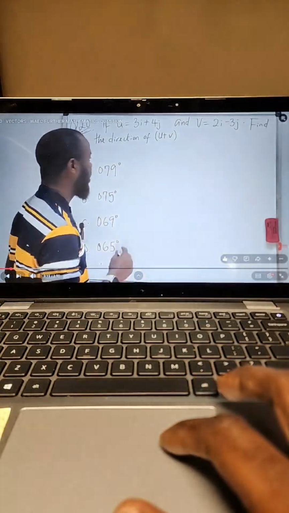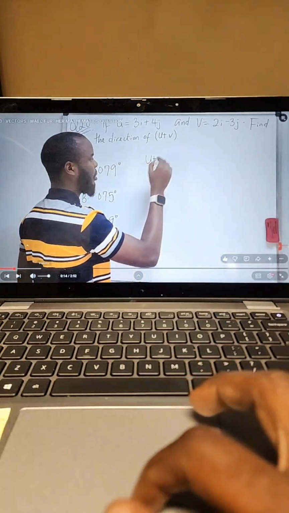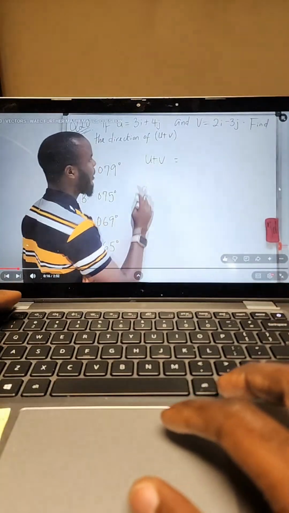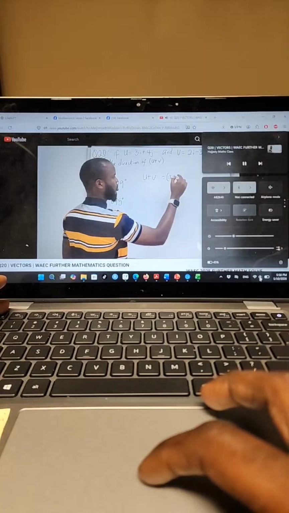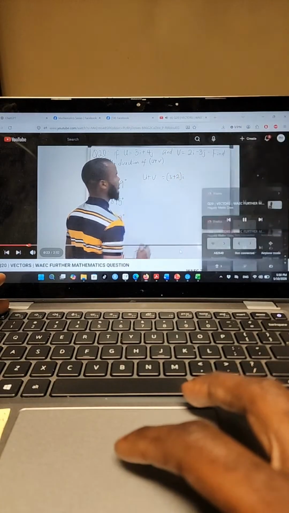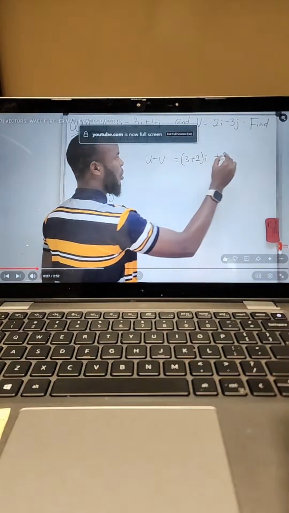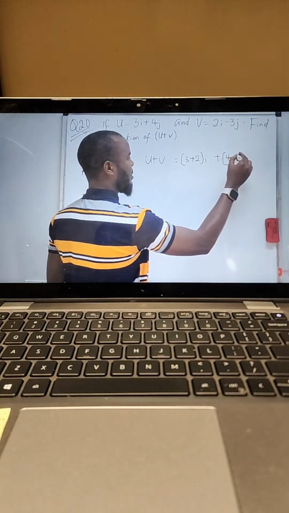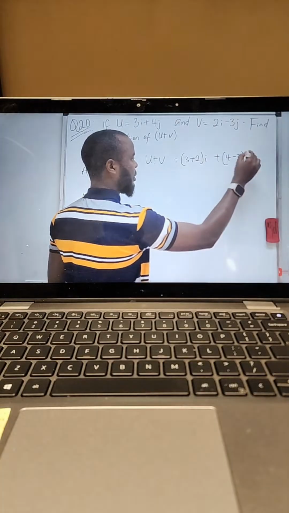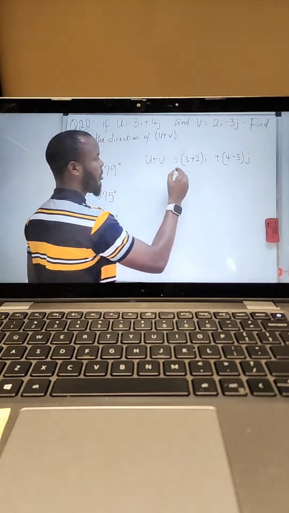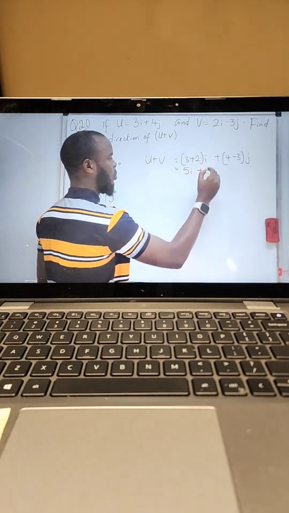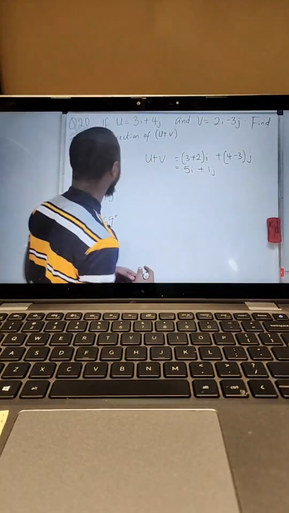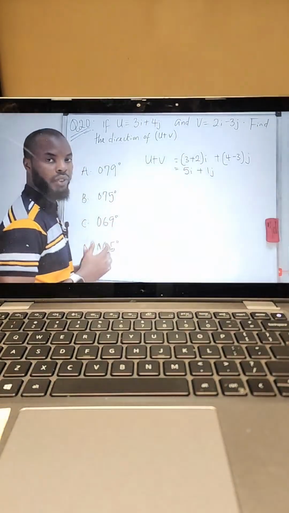Now to do this, here we have 2i plus j. Looking at this, the coefficient here, we have 3i plus 2j plus 4i minus 3j. So this is going to be 5i plus 1j. And we're interested in the direction of u plus v.